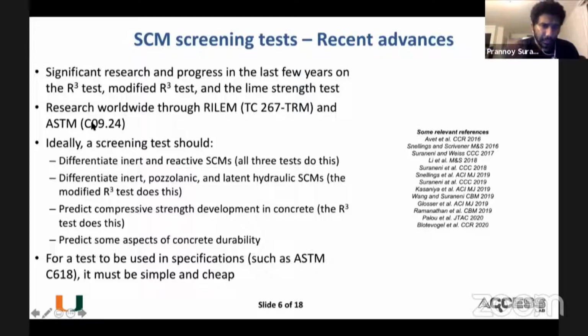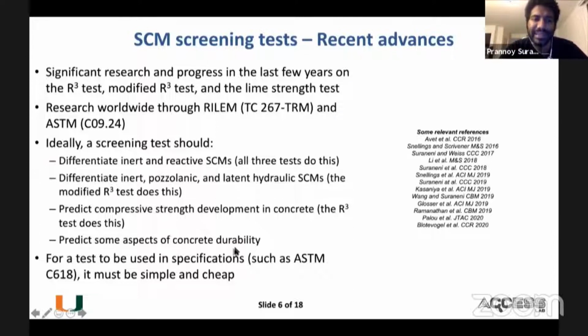And if we think about what a screening test should do, ideally, a screening test should differentiate inert and reactive SCMs. It should differentiate inert, pozzolanic, and latent hydraulic SCMs. It should be able to predict the compressive strength development in concrete.